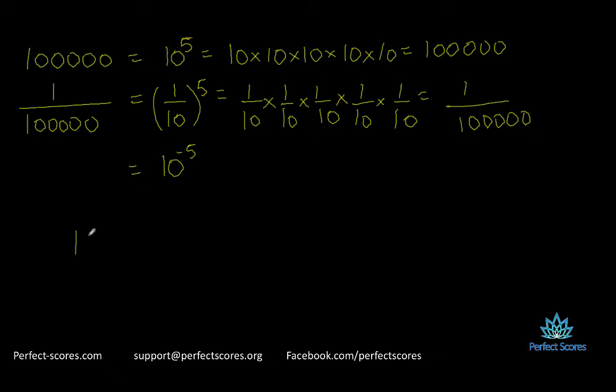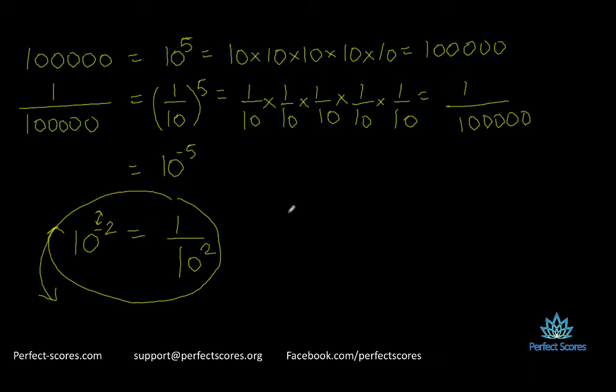Because if I say 10 raised to the power minus 2, it basically means 1 divided by 10 raised to the power plus 2. So if you change from numerator to denominator, the signs also get changed from positive to negative. So if this is equal to this, similarly, if you have a quantity like this, it is also equal to 10 raised to the power minus 3.